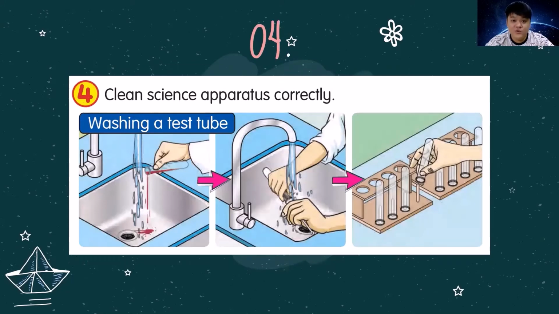Number 4, we should know how to clean science apparatus correctly. So after you have used the apparatus in the science laboratory, make sure you clean them correctly and properly and store them back at where they belong. Kita selepas guna peralatan sains di makmal sains, kita harus cuci dengan betul dan letakkan balik di tempat asalnya dengan betul dan teratur serta bersih.